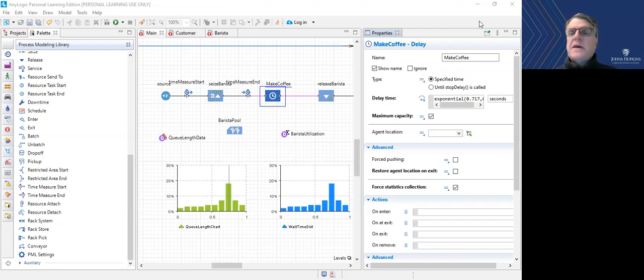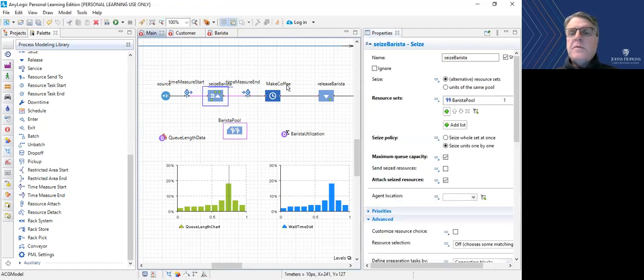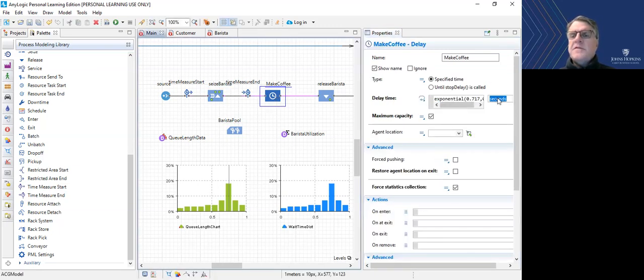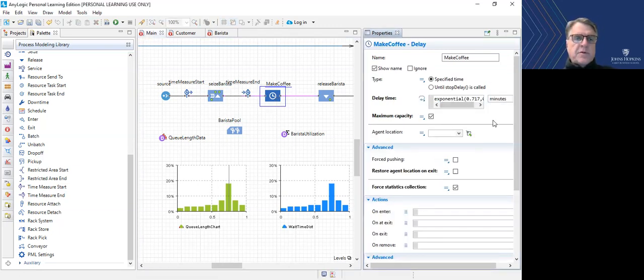So there were a couple things that I was rushing to get done, and we need to just tighten up a few things here. The first one is, when we did the barista, I need to get the units of the same pool and just get that set up that way, because you want to be seizing the barista every time. And the other thing is that seconds has to be minutes. The service rate is 43 per hour, and that's the equivalent of 0.717 per minute. And I think that's it.